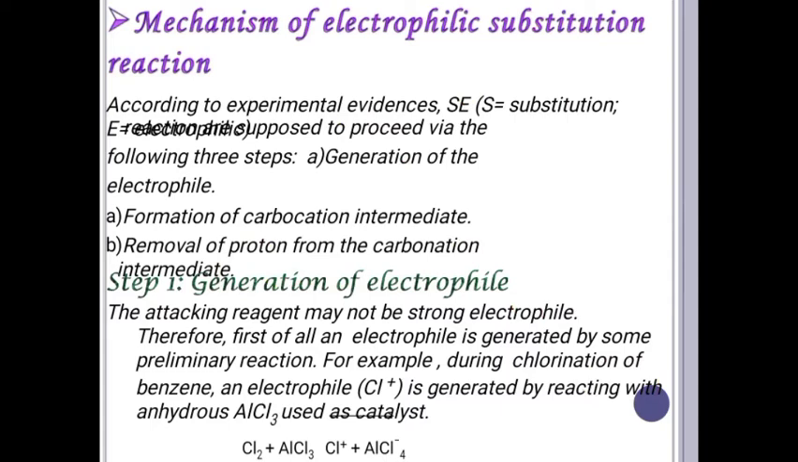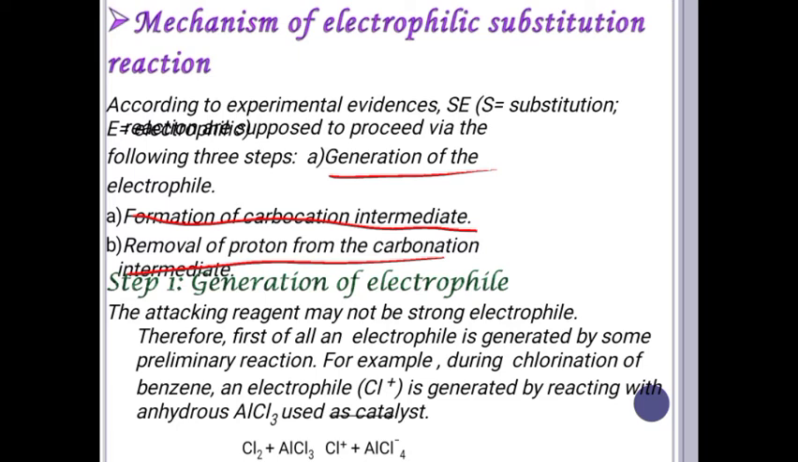So, these are all electrophilic substitution reactions. According to experimental evidence, electrophilic substitution reaction is supposed to proceed via the following 3 steps. First step is generation of the electrophile, then formation of carbocation intermediate, and then removal of proton from the carbocation. So, we will see the first step, generation of electrophile.